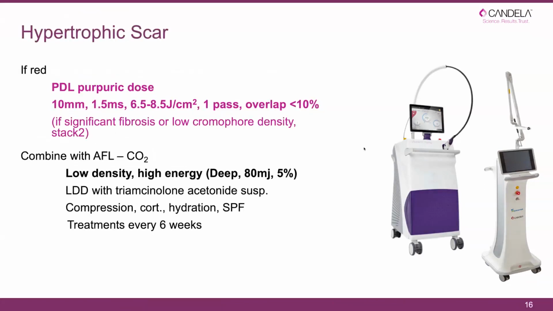On hypertrophic scarring, as we have a more dense tissue, we should still use purpuric dosing, but we have to increase the fluence to get the same kind of response. And sometimes we have to stack two pulses on these scars, because with the fibrosis, it's more difficult to induce this purpuric response. We should always combine with the ablative fractional laser with low density but high energy, to get deeper into the scar, and do the laser drug delivery just afterwards with triamcinolone acetonide.